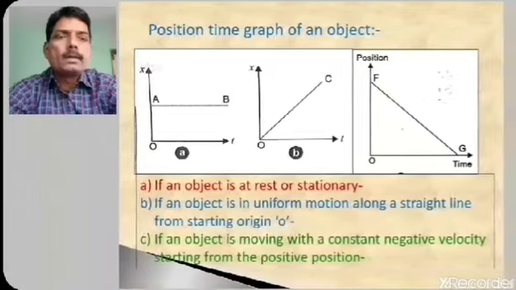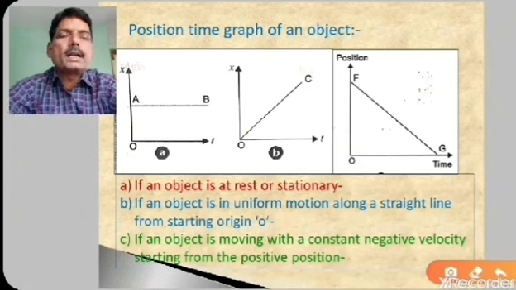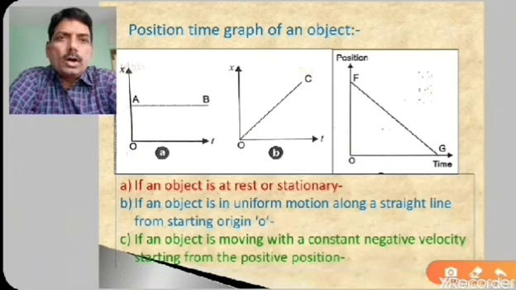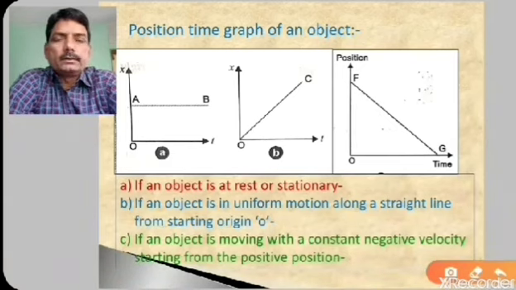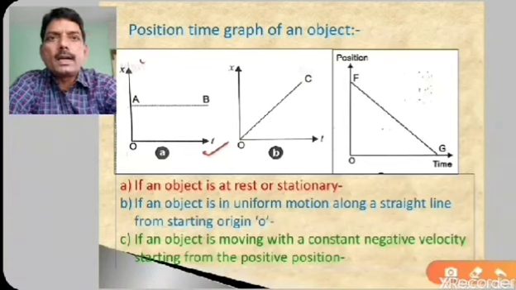Now the three graphs I have shown here are nothing but position time graphs. So when the object moves with respect to time, what will be the nature of the graph? From these three graphs, you will come to know how the graph can be plotted in different situations. For example, here on the y-axis I have taken position, and on the x-axis I have taken time.